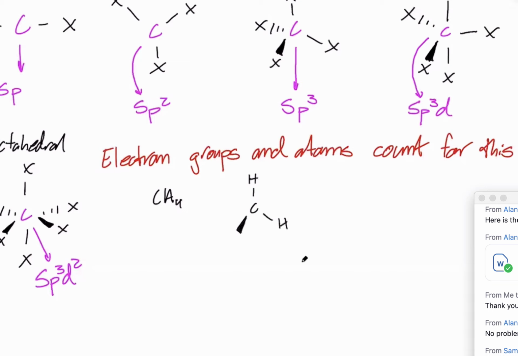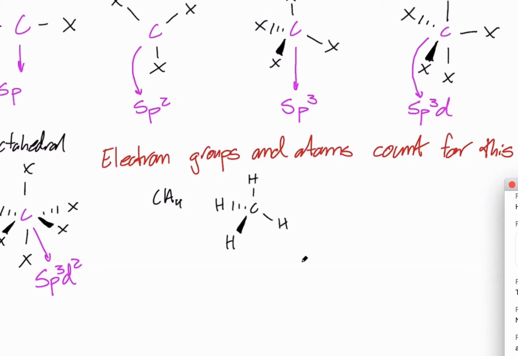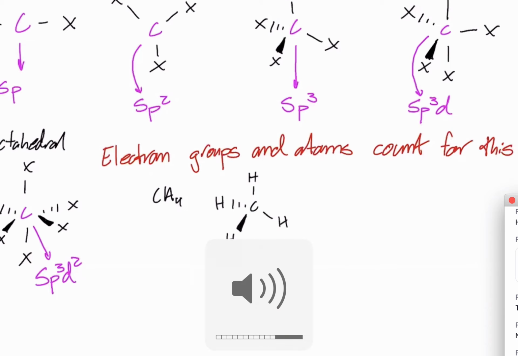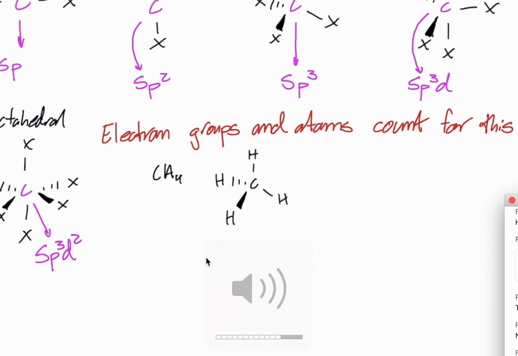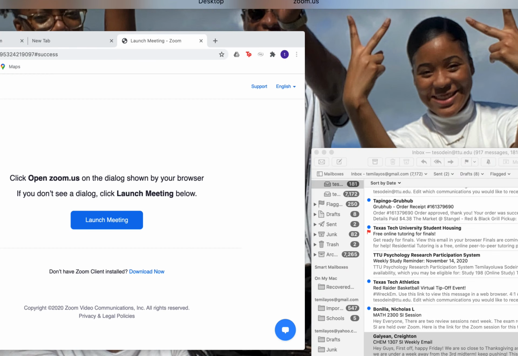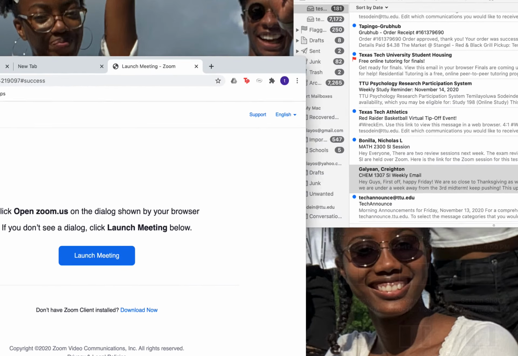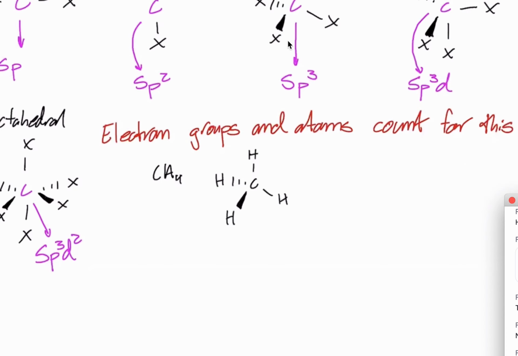And just as a reminder, those solid wedges mean it's coming out of the page, and those dashed wedges mean it's going into the page. So you have to visualize this as a 3D structure, okay? All right, so what happens is, in this CH4 molecule, carbon has to bond with those 4 hydrogens, which means there's 4 things attached to that central atom.